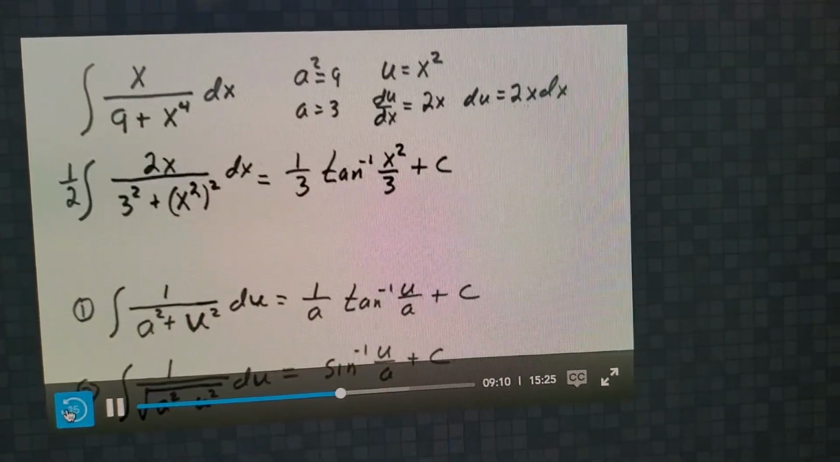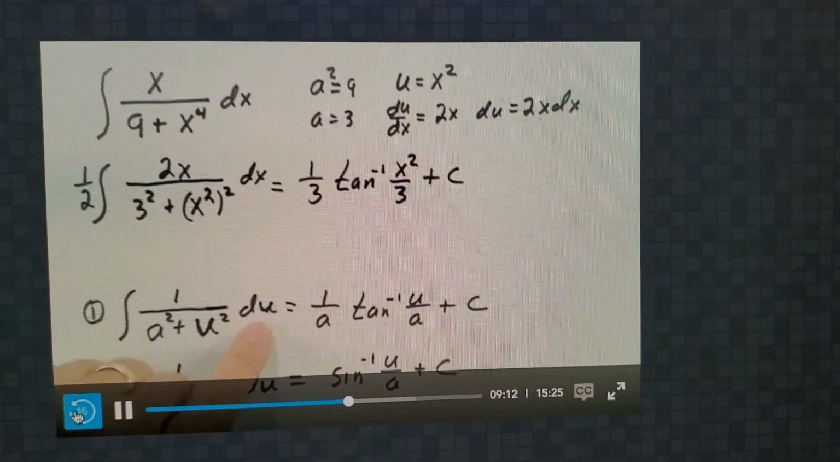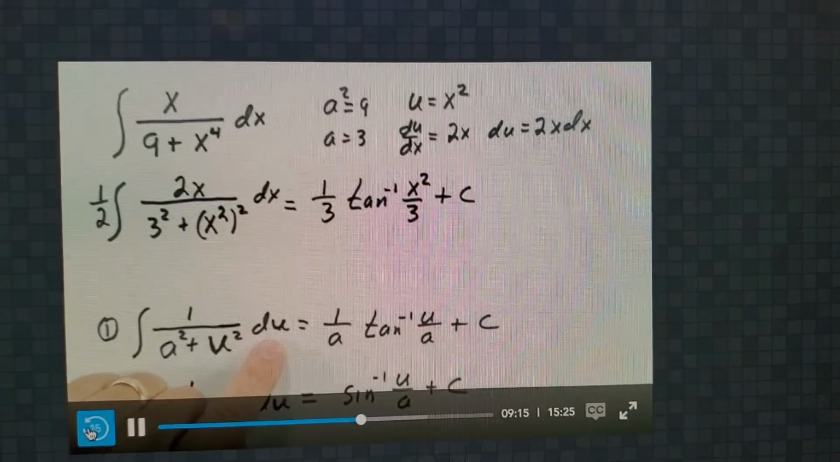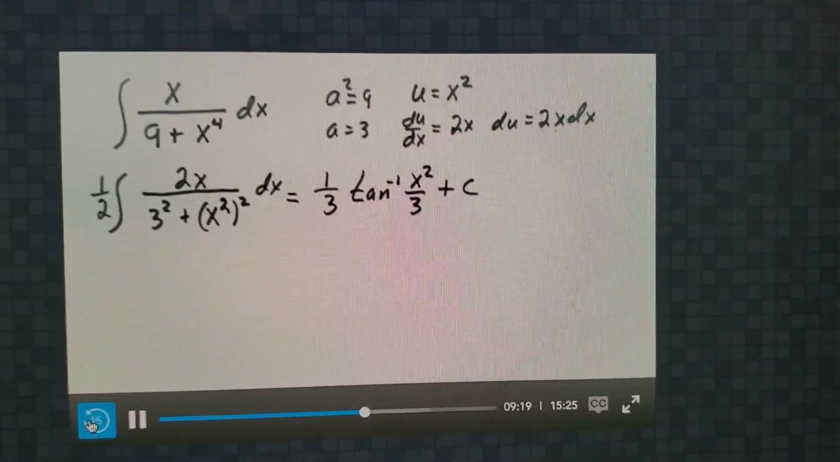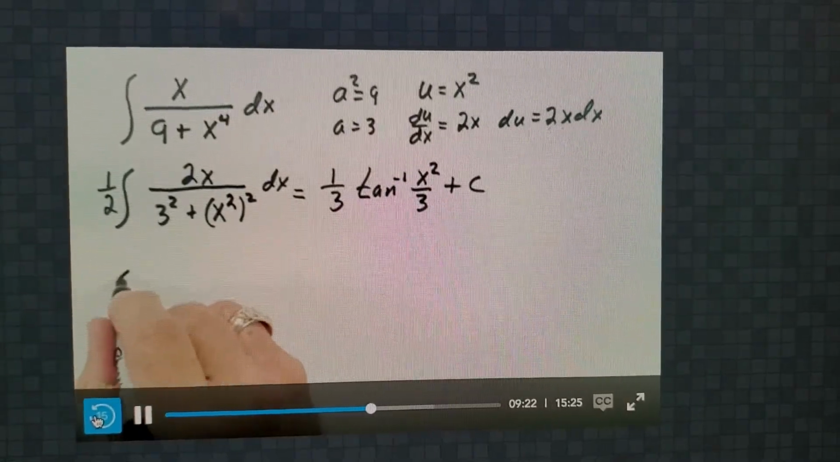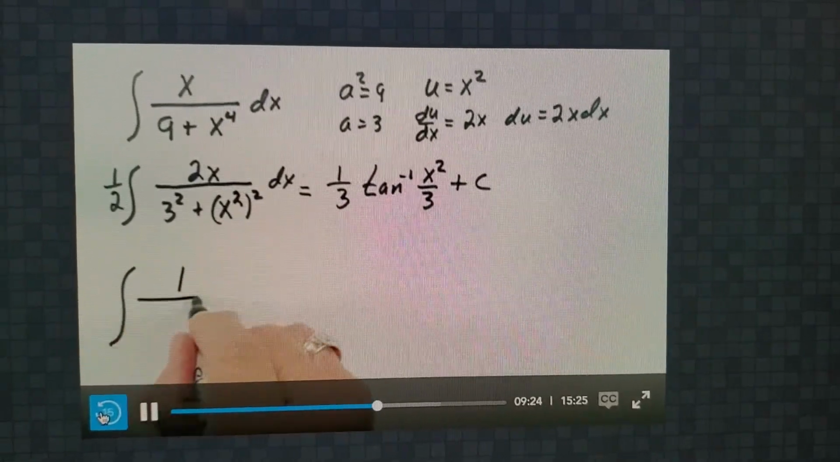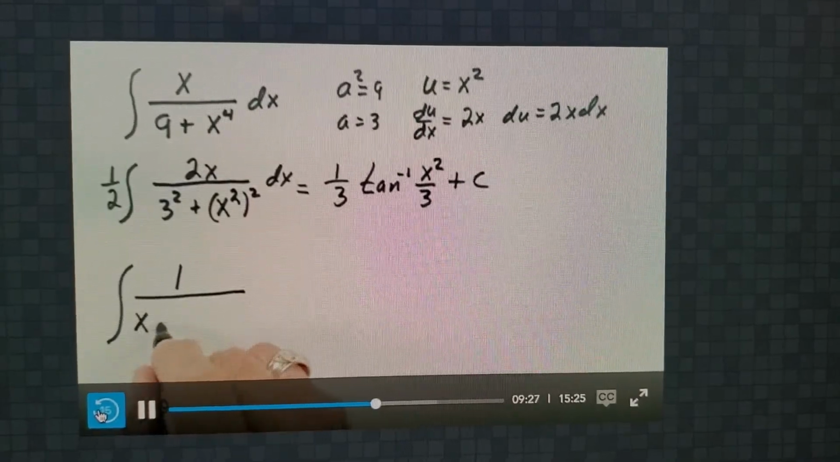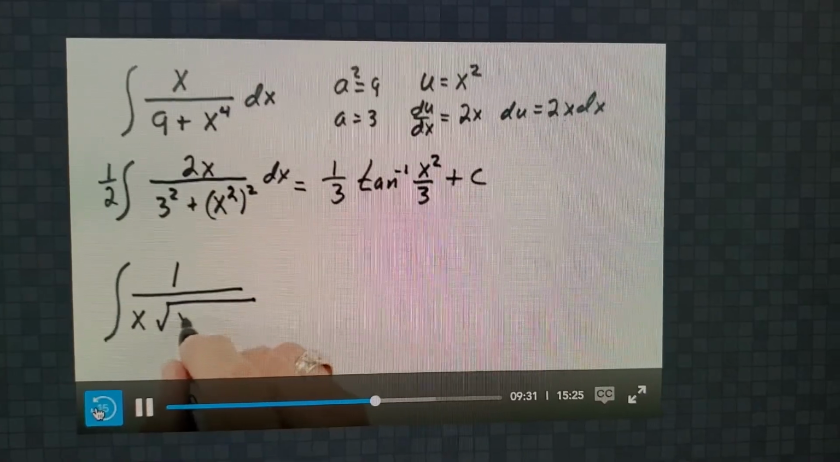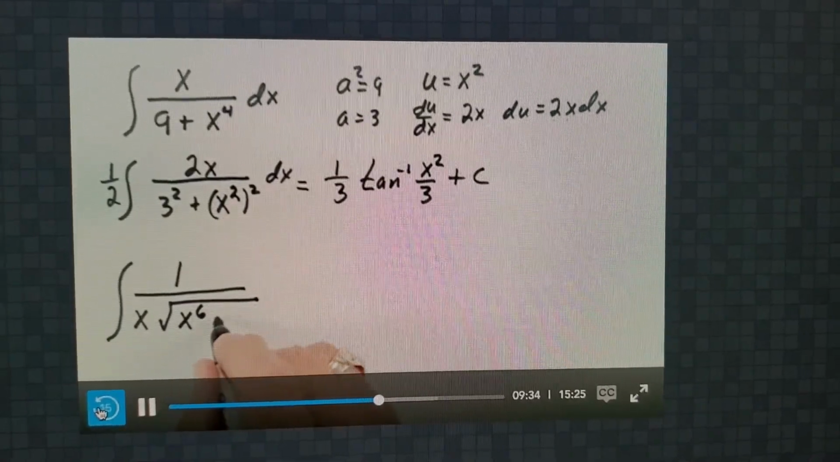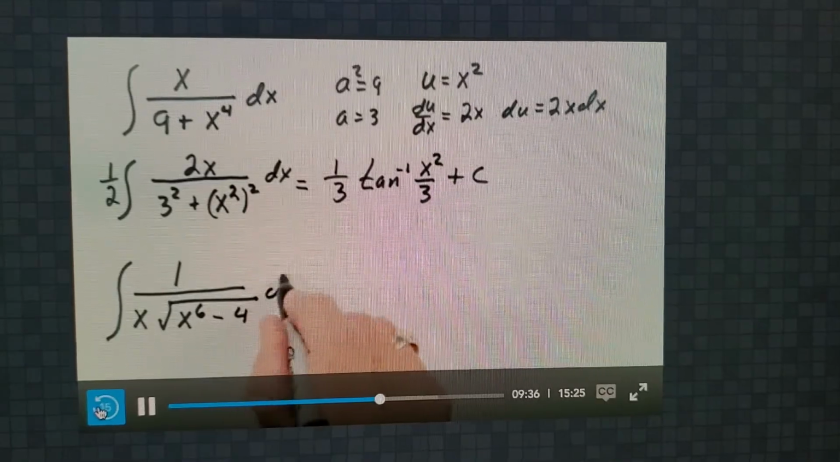You have to take these problems and make them look like the formulas. And whatever u is, you've got to make sure that you have du. So here comes a second example. Our second example is 1 over x times the square root of x to the 6th minus 4.